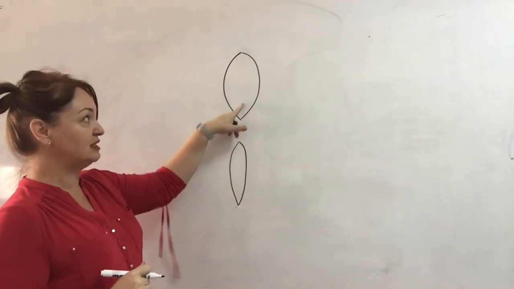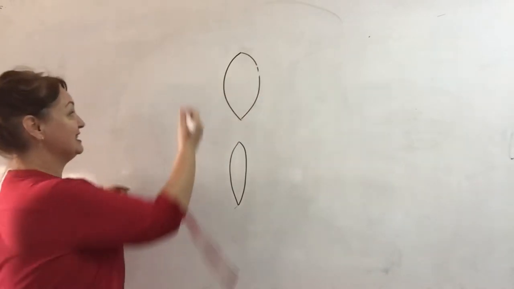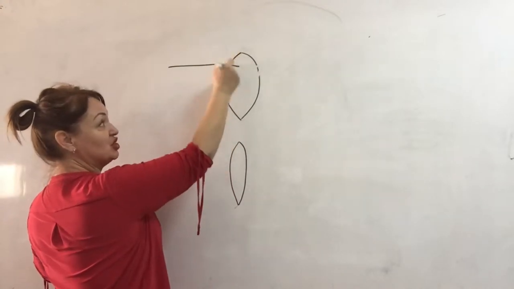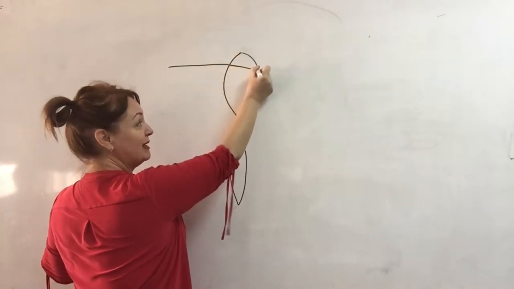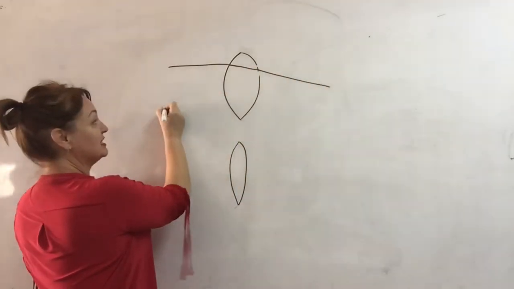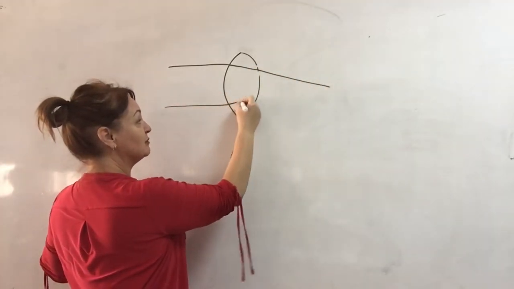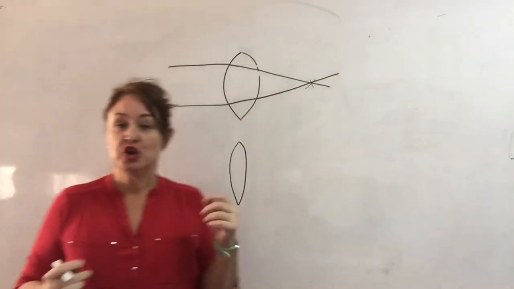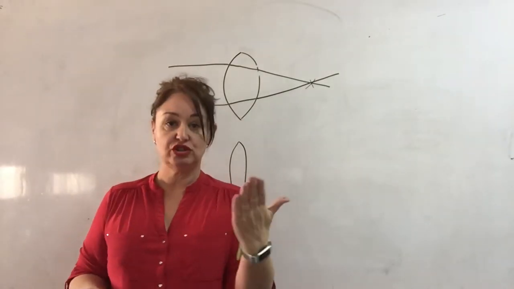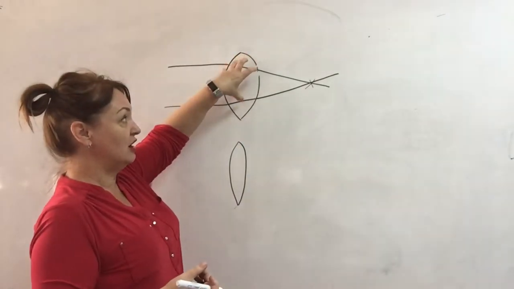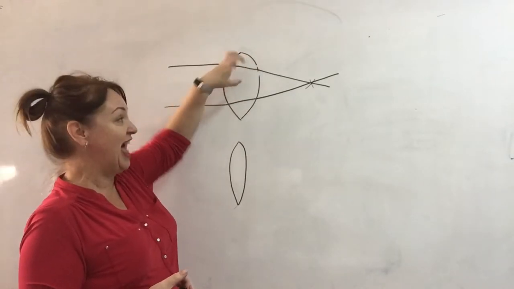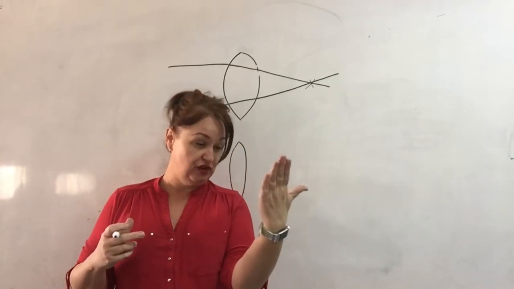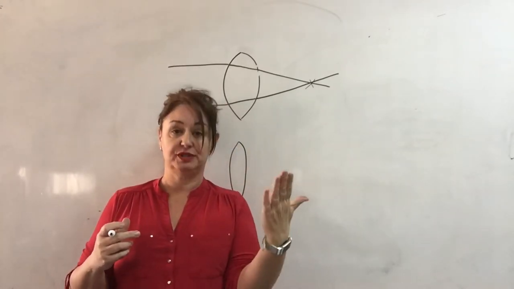So if you've got a short, fat lens like this, it bends the light a lot. We get some bending there, this is refraction, and then as light passes through, we get some bending there, and then it's going to come to a focal point, a focusing point here. And so when you're looking at something close, your lens is really short and fat, and to create that short fat lens, your muscles have to contract, and that's why you can get eye strain if you're looking at something that's really, really close.